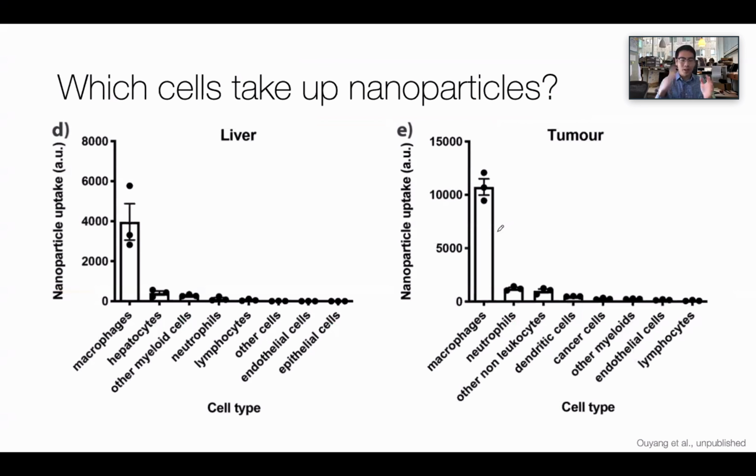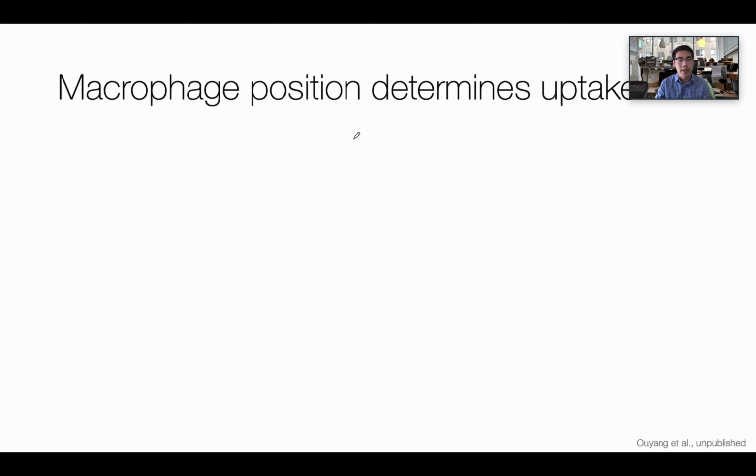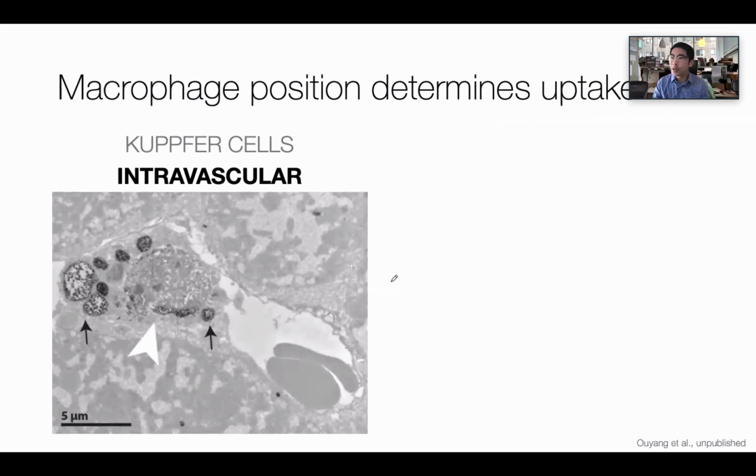And so this was a little bit counterintuitive because it didn't explain why the liver took up more as an organ. And so we did a few more experiments, and ultimately what we found was that really the macrophage position determines the uptake in these organs. When you look inside of the liver, so this is a transmission electron micrograph, super resolution of the liver. We have a hepatocyte here, hepatocytes. And what we have here is a red blood cell, which indicates then that this structure here is the sinusoid, the blood vessel of the liver.